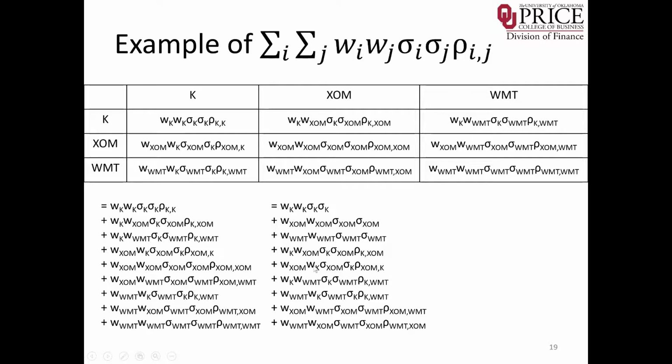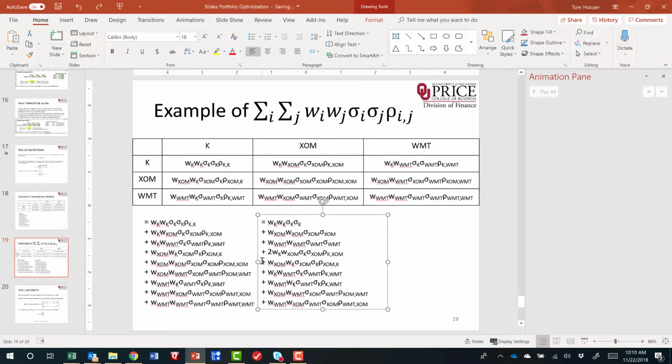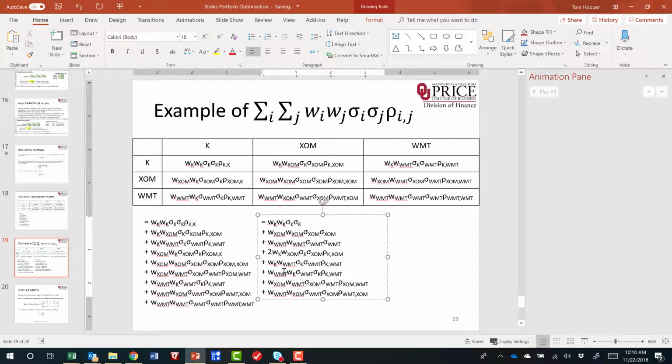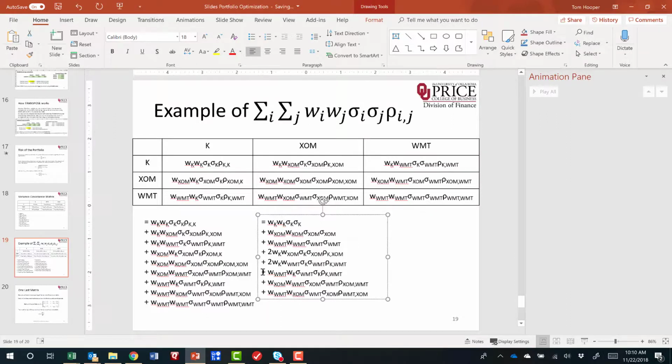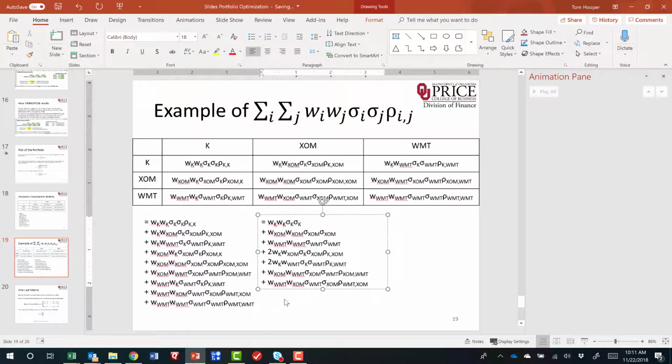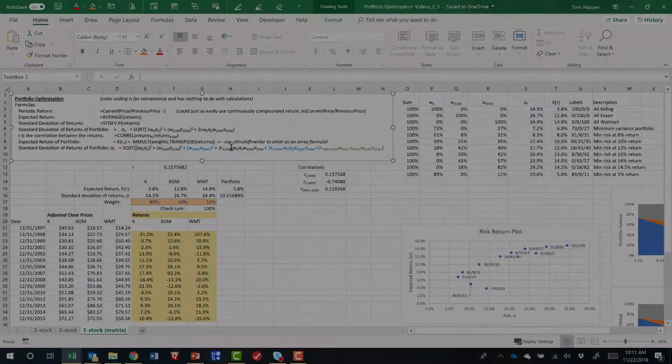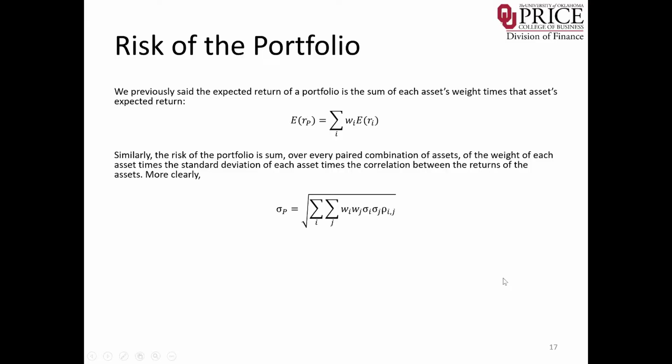The 4th and 5th lines here are really the same thing, so let's combine them. The same with the next 2 lines and the last 2 lines. And now we have exactly the equation shown in the spreadsheet. So we've used this mathematical notation to recreate the formula we've been using in the spreadsheet.